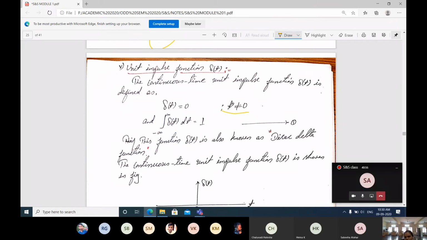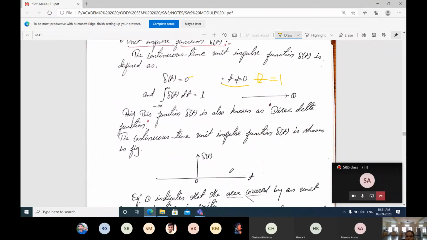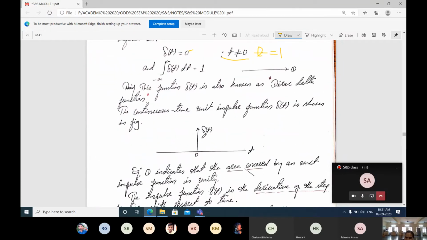When t is not equal to 0, delta of t is 0. Means when I substitute t equals 1, it is 0. If I substitute some other values, it will be 0. But when t is equal to 0, observe the figure here. When t is equal to 0, you will be getting your impulse response, that is delta of t. For other values, it will be zero only.